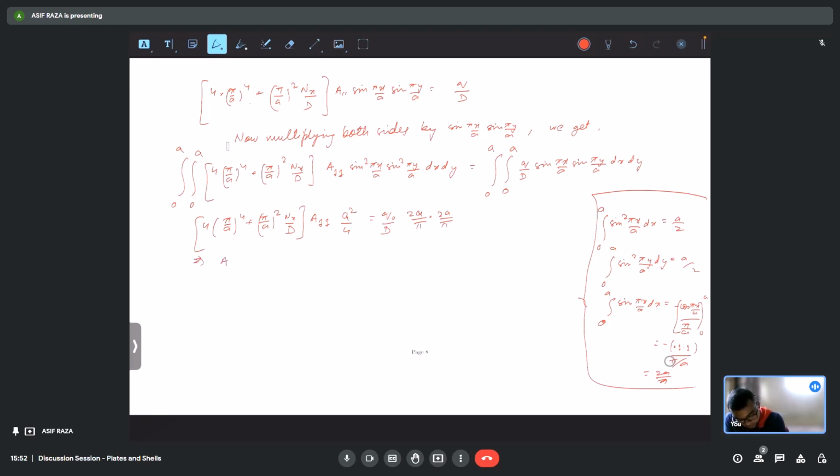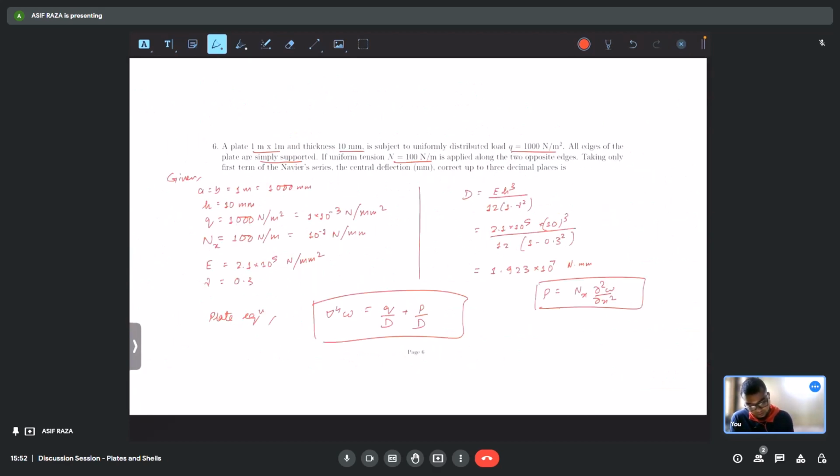This will give me a11 as, a square cancels out 4 times, so this will be equal to 16 q naught by D. Okay, I can take q naught by D pi square D, and this term pi by a to the power 4 plus pi by a whole square Nx by D. Substituting the values of q naught, D and a, we'll get the a11 value as 0.216 mm, and we need to find the central deflection.